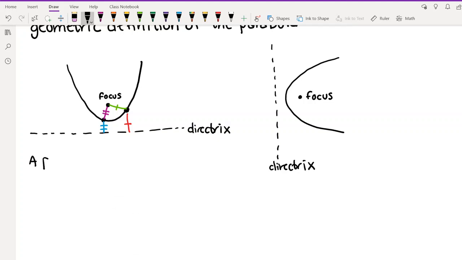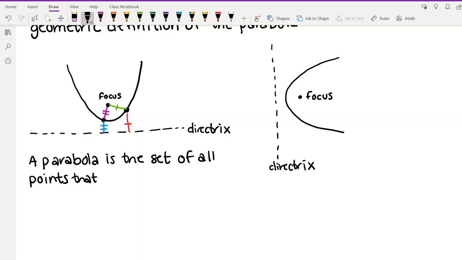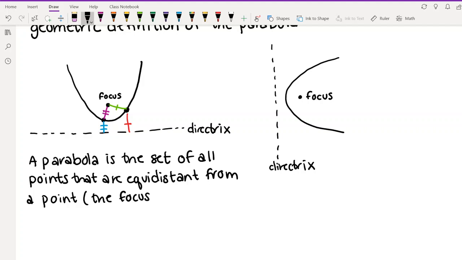So a parabola is the set of all points that are equidistant from a specific point called the focus, and a specific line, which we saw is called the directrix.